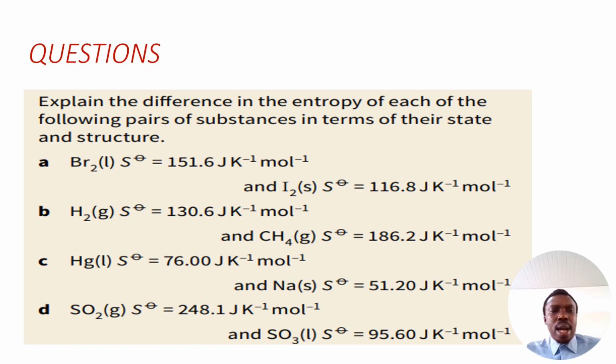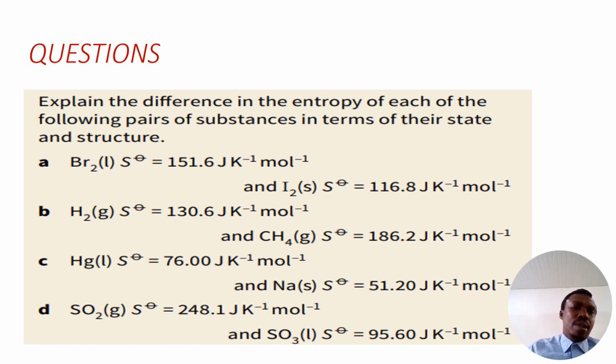Then B, hydrogen gas and methane gas. The entropy value for methane is higher than the entropy value for hydrogen. Methane has more atoms compared to hydrogen. Hydrogen has fewer atoms. So the more the atoms, the higher the entropy value; the fewer the atoms, the lower the entropy value. That is the reason methane gas has a higher entropy value compared to hydrogen.